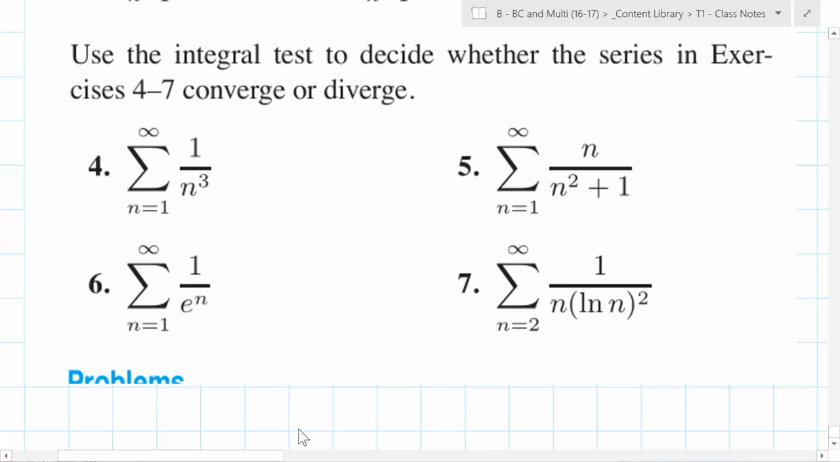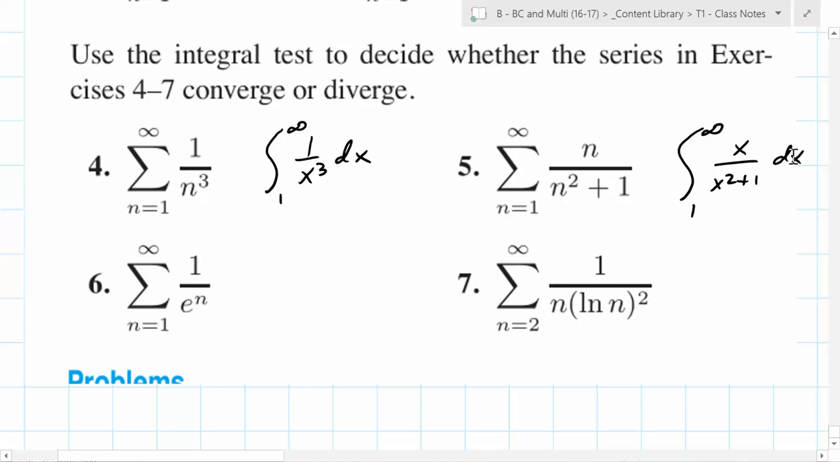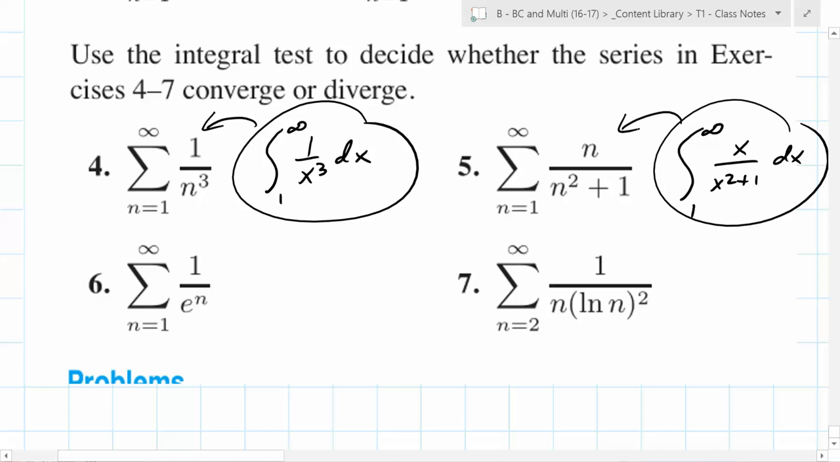What does it say for the integral test? What integral am I going to evaluate to see if this converges? The integral of what? 1 to infinity of 1 over x cubed dx. So can you see what you're trying to do here? If this converges, what does it tell you about this? It converges. If this converges, that converges, or vice versa. If it diverges, what does it say about the other one? It diverges.